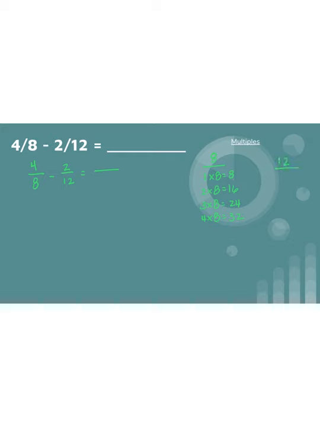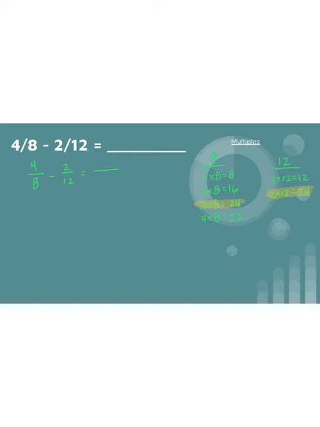And remember, I want my least one, so as soon as I hit it, I'm going to just stop. I'm going to say 1 times 12 equals 12. 2 times 12 equals 24. Well, right away, I recognize I already have a 24. So my least common multiple, I have a 24 right here, and I have a 24 right there.